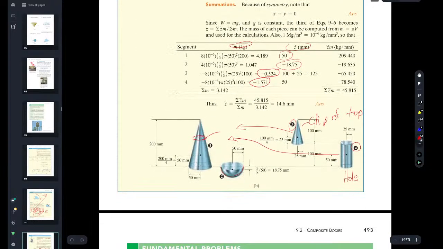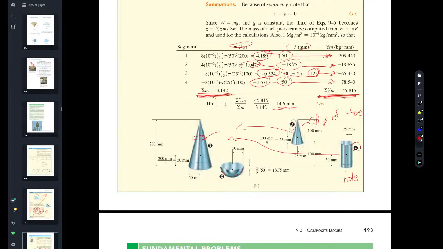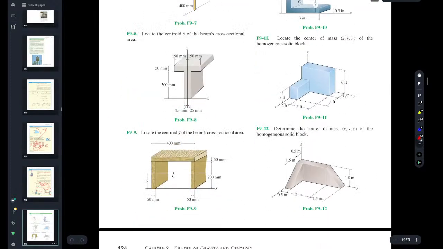And so you just do your Excel spreadsheet. This times that goes here. This times that goes here. This times that one goes here. And this one times that one goes there. Sum them up. Sum this up. Divide them. And you've got your location. So composites are just basically Excel spreadsheets.